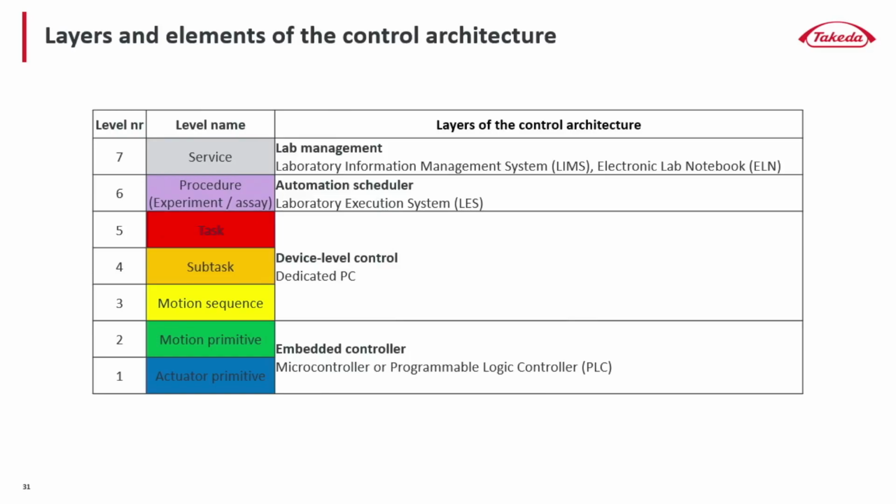So again, we have the breakdown of the workflow, and then the tasks themselves are implemented on the level of devices, including robots, mobile robots also. Subtasks and motion sequences are further broken down, and there, later we will see how the boundary can actually shift. So motion sequences can either be implemented on the device level control, dedicated PC, or on the embedded controller. But in most cases, the motion primitives and actuator primitives are, in fact, implemented on the embedded controller.